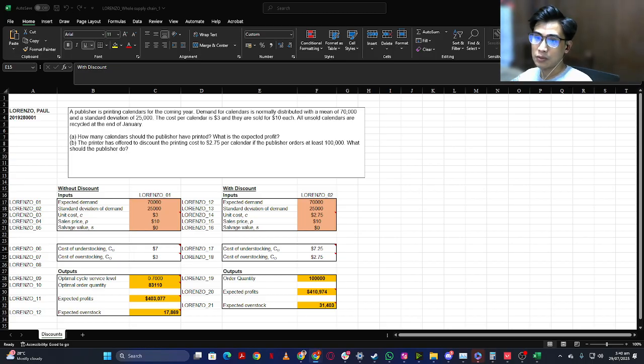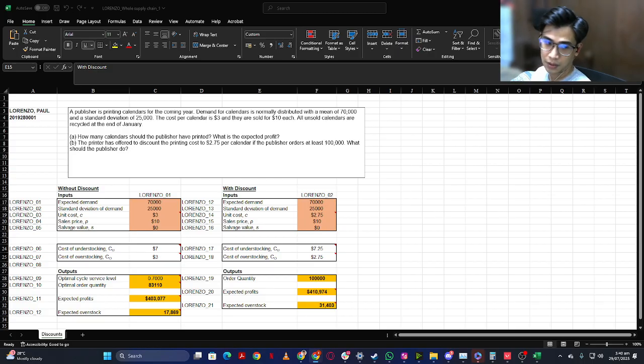So the case overview. A publisher is printing calendars for the coming year. The demand for the calendars is normally distributed with a mean of 70,000 and a standard deviation of 25,000. The cost per calendar is $3 and they are sold for $10 each. All unsold calendars are recycled at the end of January. How many calendars should the publisher have printed? What is the expected profit? The printer has offered to discount the printing cost to $2.75 per calendar if the publisher orders at least 100,000. What should the publisher do?